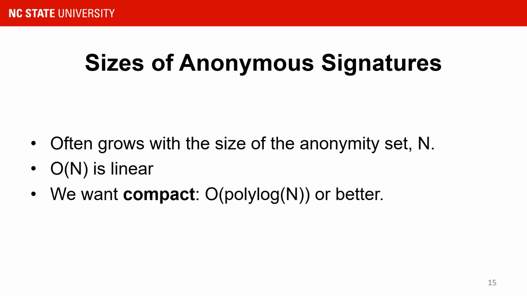Now, in practice, we want our ring signatures to be compact. So if possible, we strive for O of polylog or better, with minimal assumptions regarding the hardness assumption or the model. There are O of 1 ring signatures, but they use assumptions in the common reference string model. So that's something I'm going to balance throughout my work.